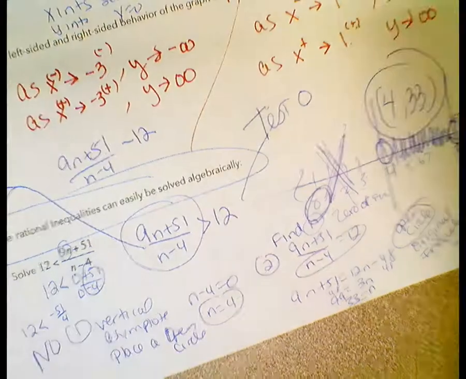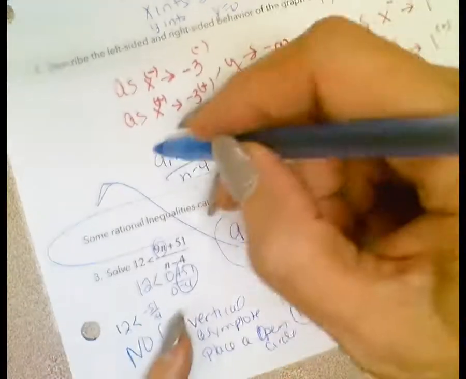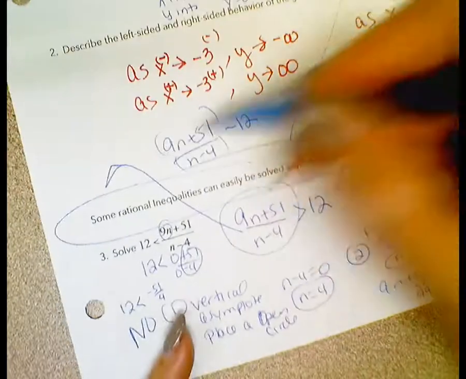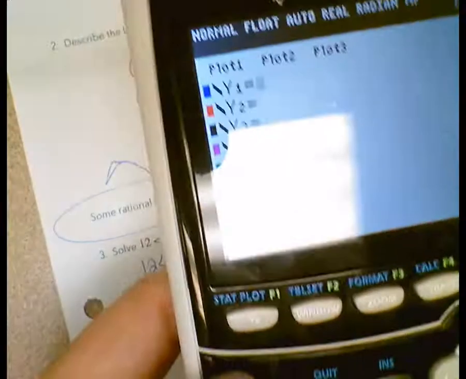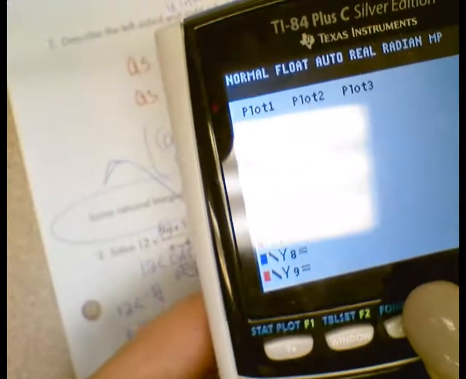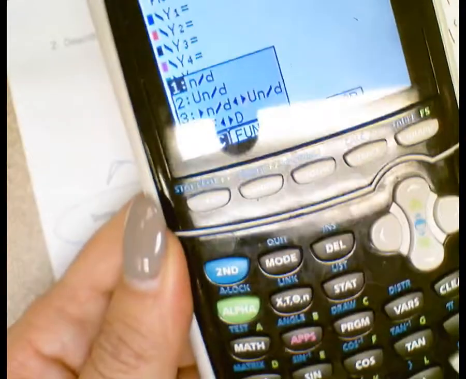So I'm going to use the fraction key this time because it's going to be easier. And if you don't have a fraction key, then you're going to have to put some parentheses around here, maybe on the whole thing, then subtract 12. But this one's going to be easier with the fraction key, so I'm doing it. I'm going to go alpha y and bring up my n over d, and I'm typing this in as a fraction.